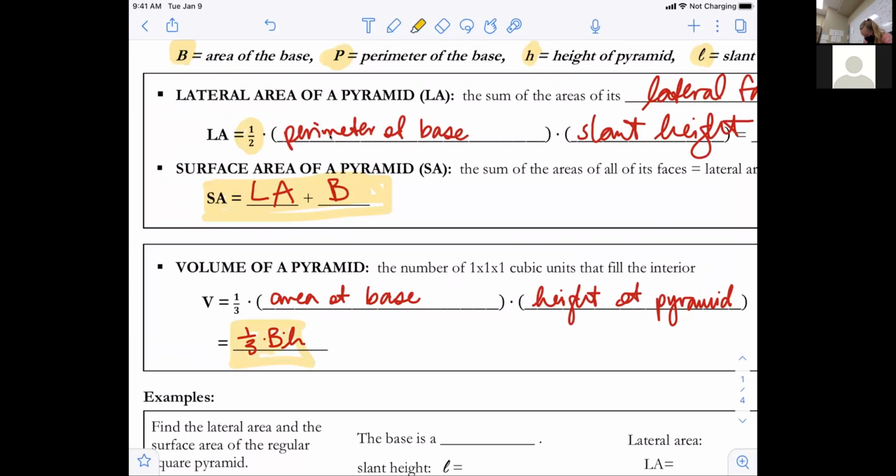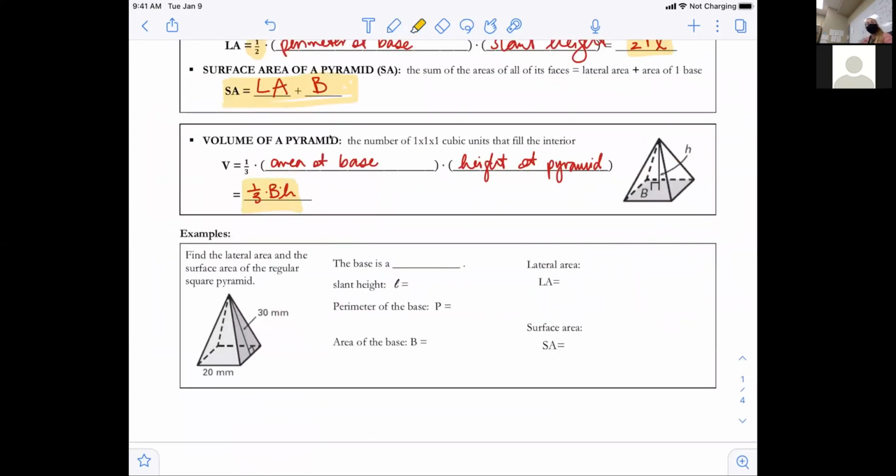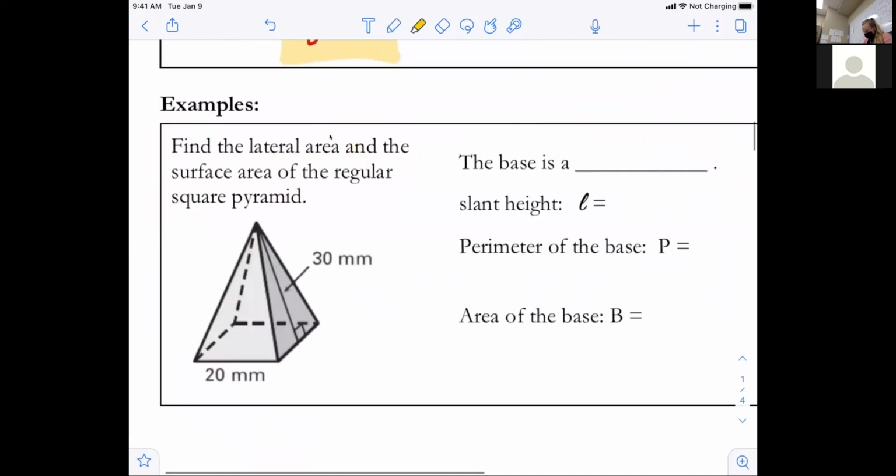The examples were, or at least the first example, we're not going to do volume though, so we don't have to worry about that. Anybody questions? So now you have all the formulas. We're going to walk through the first one together, and then I'm going to ask you to try the other one on your own. So this first example, find the lateral area and surface area of the regular square pyramid.